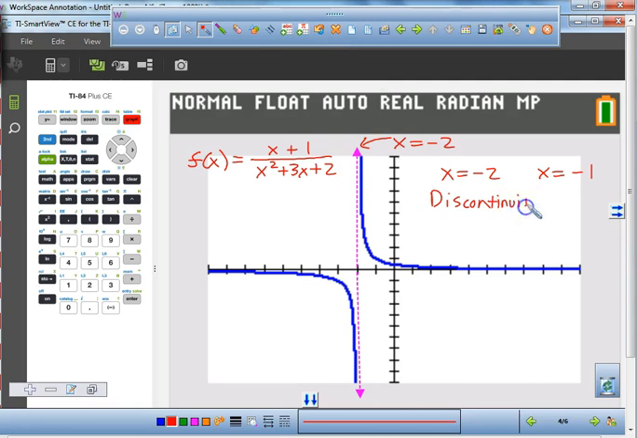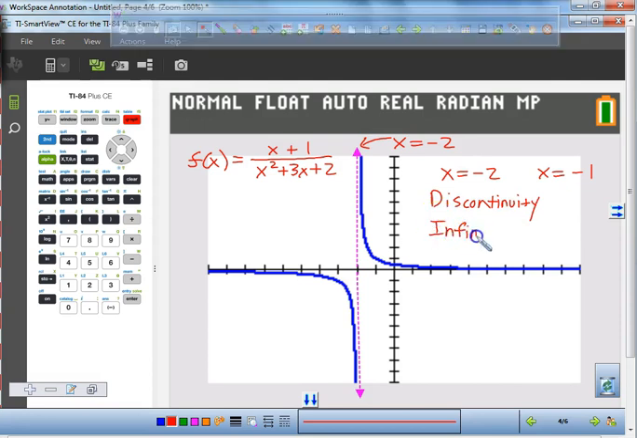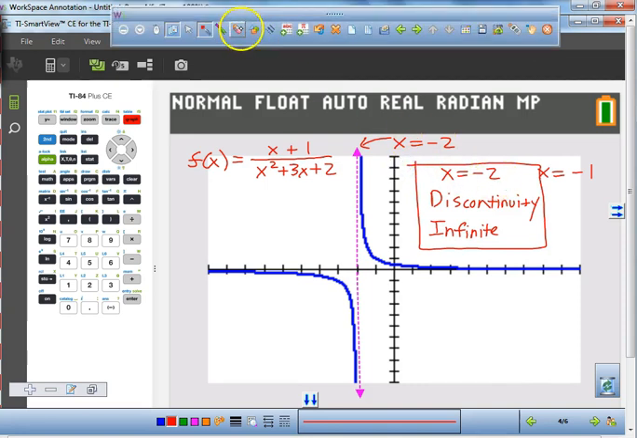So, at negative 2, there definitely is what? Problems. Discontinuity, right? What type? Infinite. Of the infinite variety. So right here, there's discontinuity that is happening that is infinite.